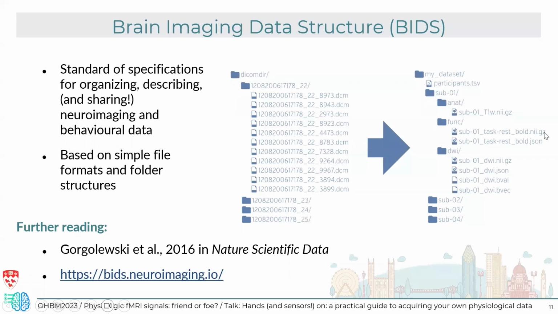And now I'm going to move into the second part of my tutorial, which is, once you've acquired your physiological data, what do you do with it? So for those of you who haven't heard of the brain imaging data structure or BIDS format before, it is a set of standards that help people know how to format their data, what file types to use, what to call those files, what folders to put them in, and what information to share about those files will help other people know how to use them.